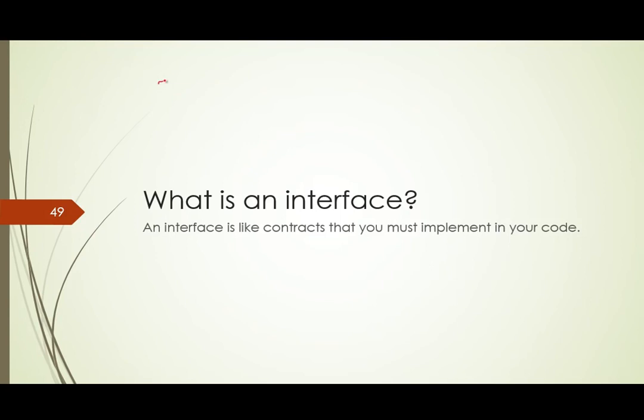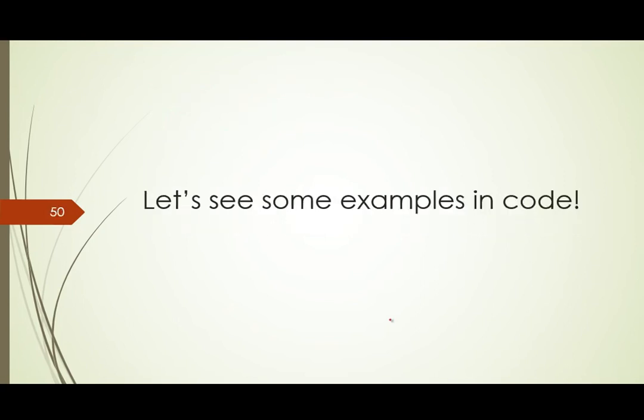So an interface is, as we've said, a contract that says something, something, something. If you refer to that interface in your code, let's say in a class, then you have to implement these conditions in your class. That's it. That's the interface. So let's see some examples in coding.